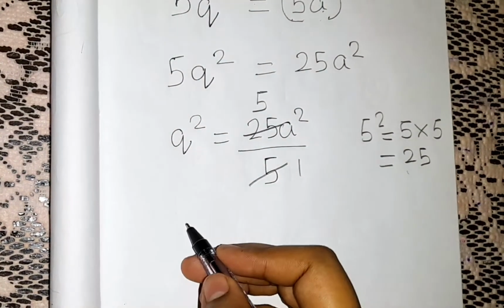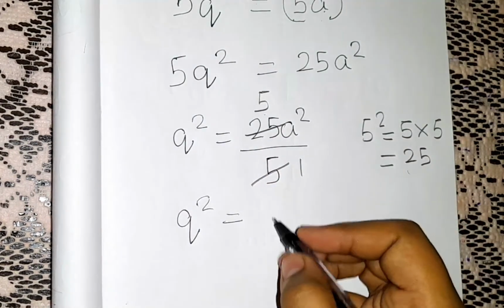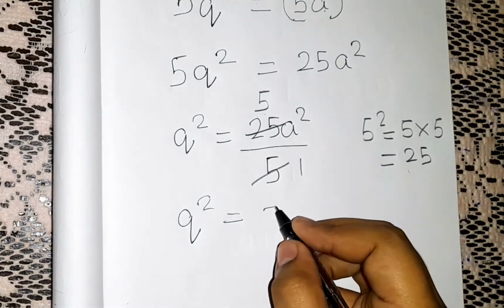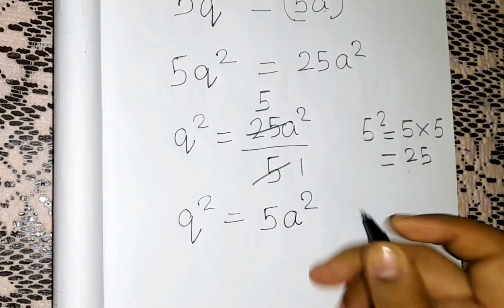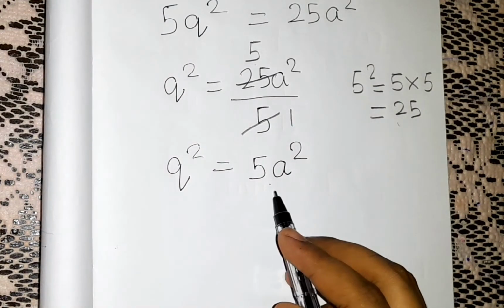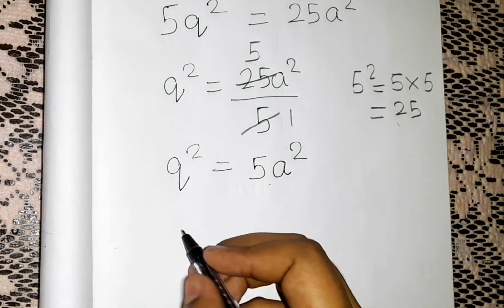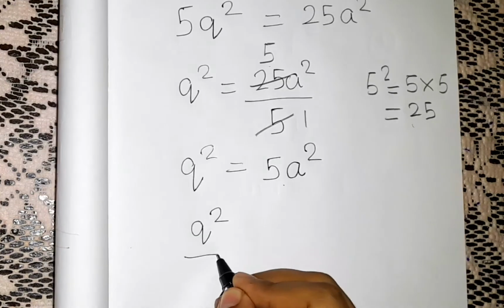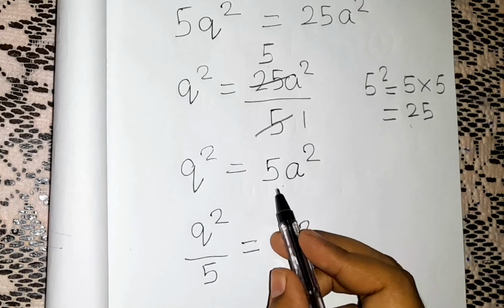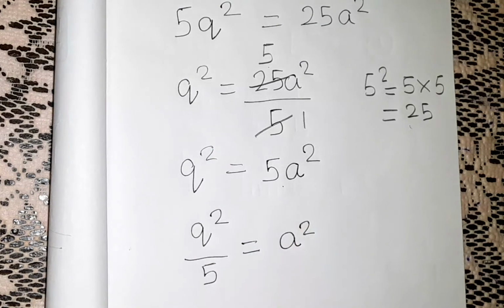Now we write q square is equal to 5a square. We cancelled it and we got 5. And then 5 into a square, that is 5a square. Here it is in the multiplication form, so when we bring this 5 here, it becomes division. Now let's write q square divided by 5 is equal to a square. We brought this 5 this side and it becomes division.